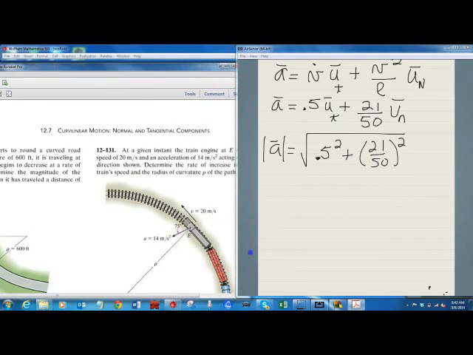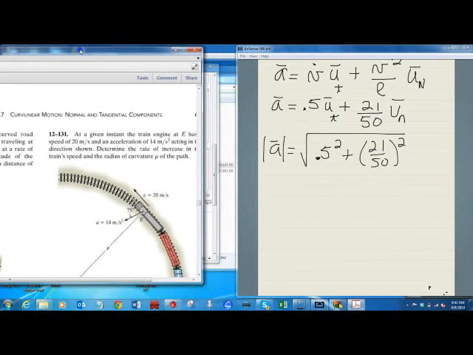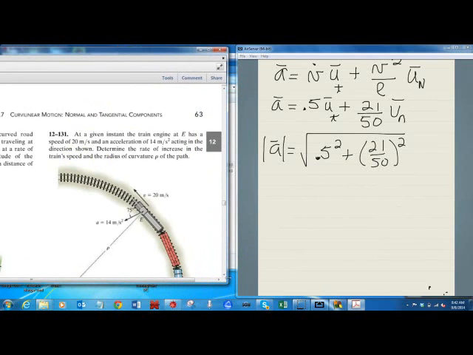Okay, let's see. At a given instant, the engine at E has a speed of 20 and an acceleration of 14, acting in the direction shown. Determine the rate of increase in the train's speed and the radius of curvature of the path. Why is this going to be tangent?